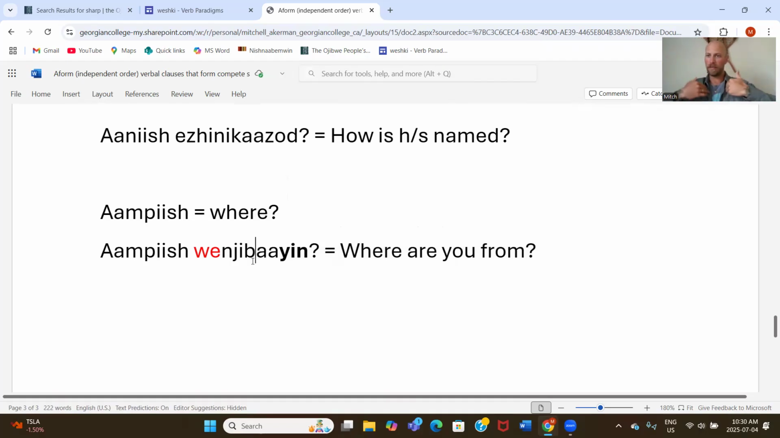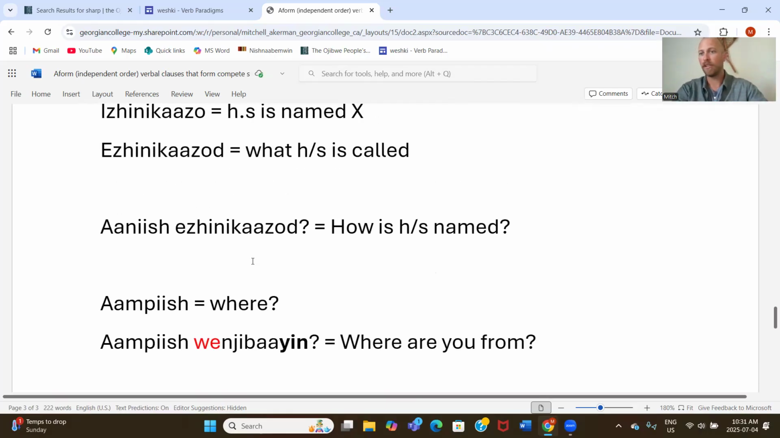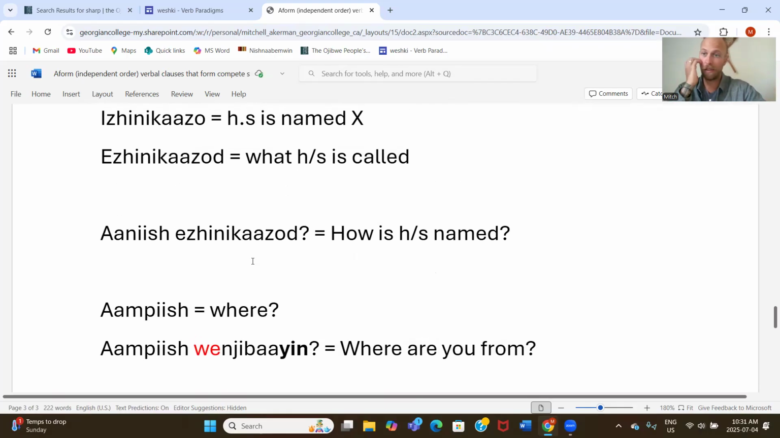Ampish Wenjabayan. Where am I from? Ampish Wenjabada O Ikwa. Where's that woman from? Ampish Wenjabawad Igil Mindamoyayak. Where are those old women from? Oh, Neyaashiinigamiing Onjabawak Igil. They're from Cape. So that's how you can use these to drive questions, which then, of course, drive conversations and get things rolling.